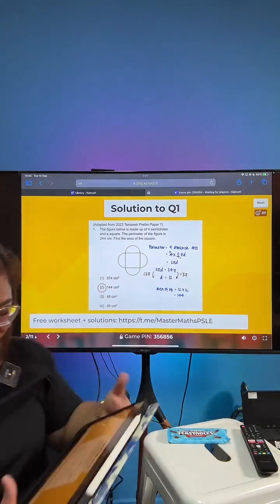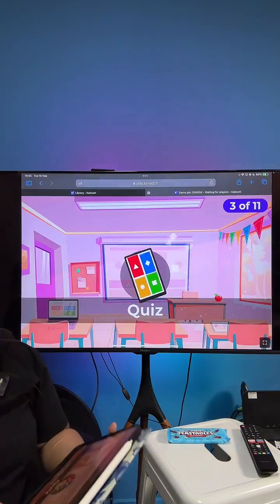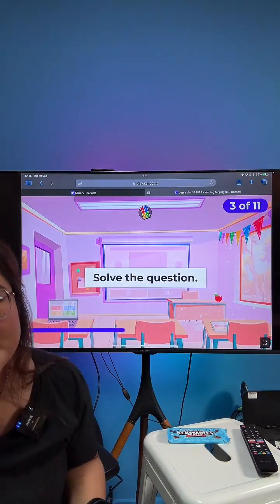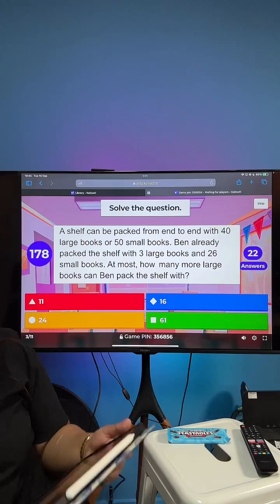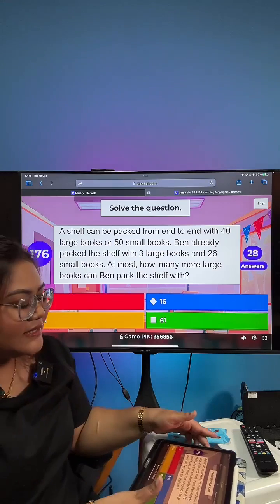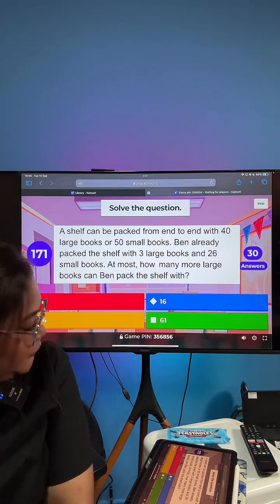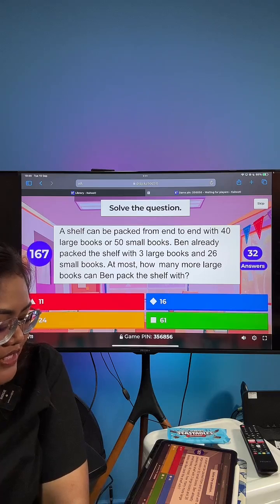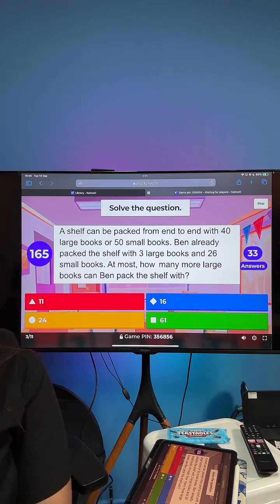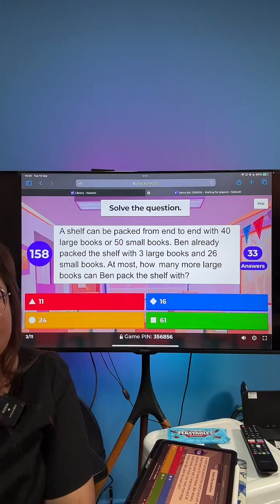Heart for you, okay? Okay, let's continue to question number 2, shall we? Thanks a lot for answering. I'm reading your comments, actually. Let's continue to question number 2 here. This is a past PSLE question. A shelf can be packed from end to end with 40 large or 50 small books. You already have 3 large and 26 small books right now. How many more large books can you pack at most?